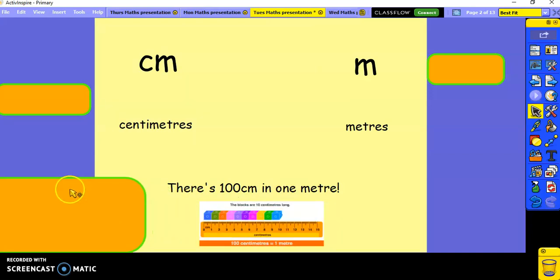Okay, and I've got a little picture here. I've got some cubes where each cube is 1 centimetre long. So 10 blocks makes 10 centimetres. So I would need 100 of these cubes to make a metre. And they're about the size of our wands that we use in our classroom sometimes with our sticks and our stones.